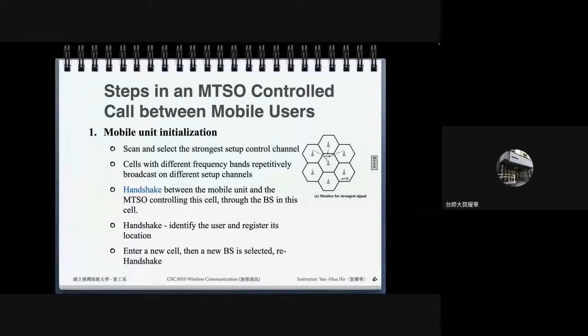The handshake will identify the user and register its location, by which cell it is going to be connected to. So once you enter a new cell, a new base station will need to be selected, and then you need to do a re-handshake. When your mobile device moves, you need to re-handshake over time by continuing to scan and select the strongest setup channel.